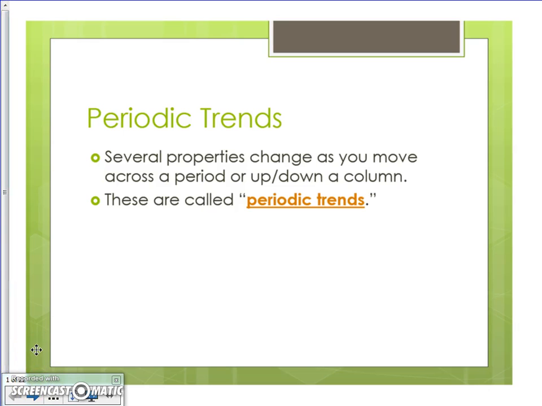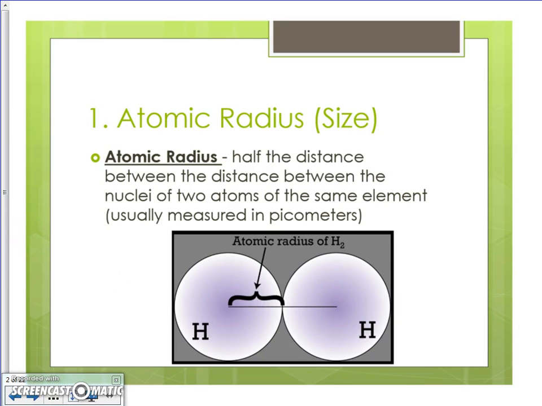All right, so periodic trends. Based on the way our periodic table is set up, there's this repeating pattern of properties that shows up, this trend in data, sometimes referred to as the periodic law. We're going to talk about 5 different periodic trends as we go along here. All right, the first one, atomic radius or atomic size.